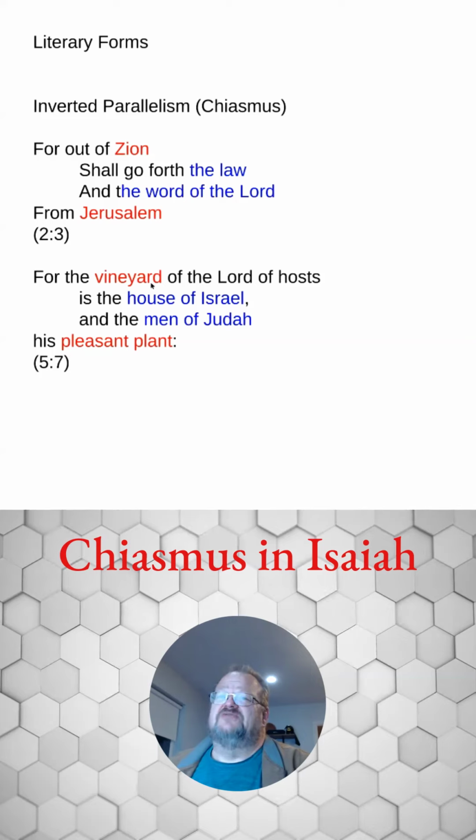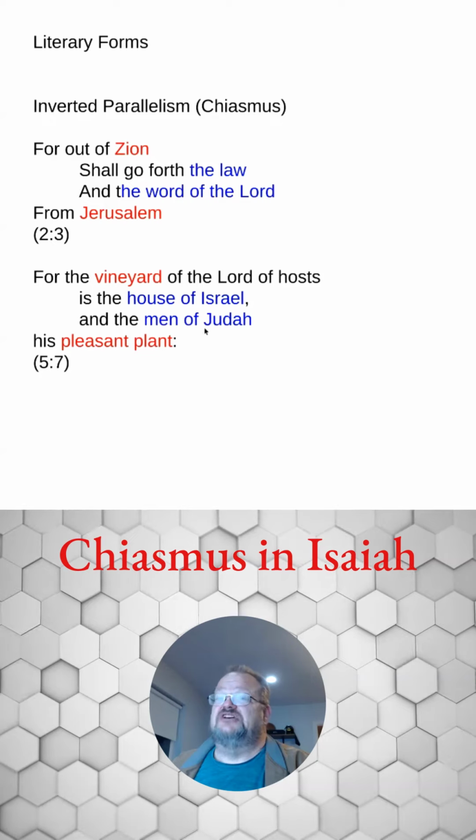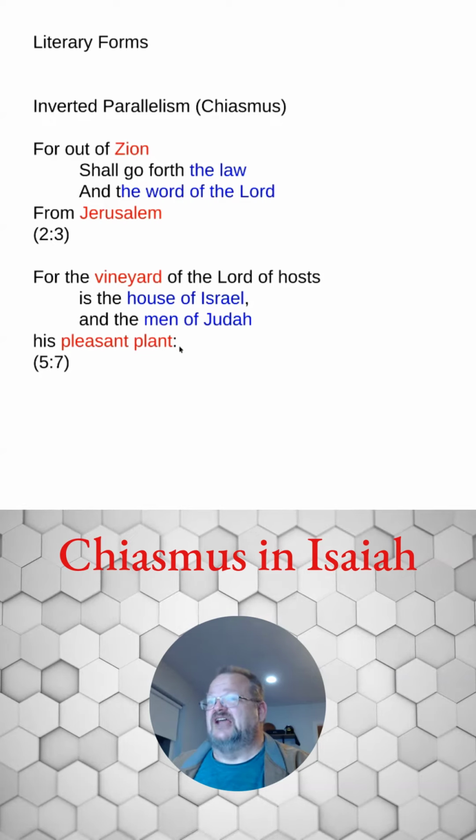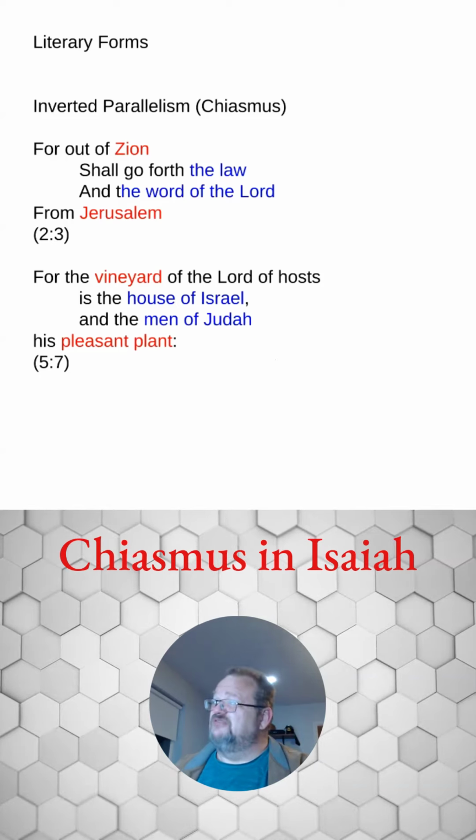And here's another one here. For the vineyard of the Lord of hosts is the house of Israel, and the men of Judah his pleasant plant. And so we have here again two elements and then repeated in the reverse order.